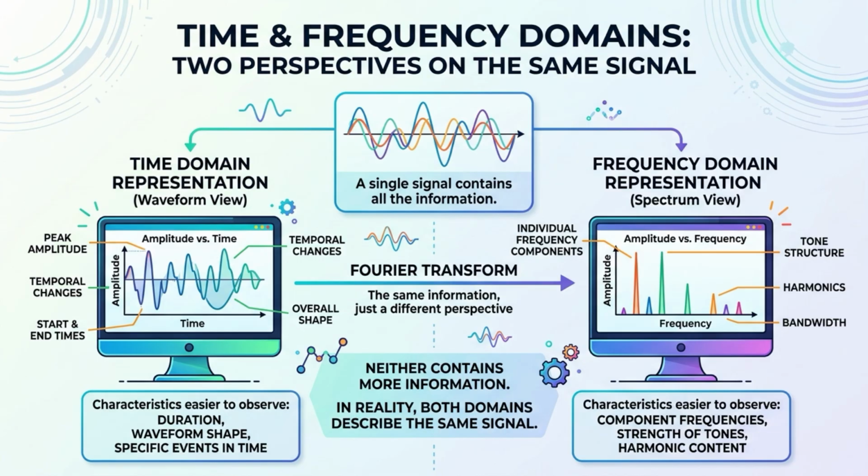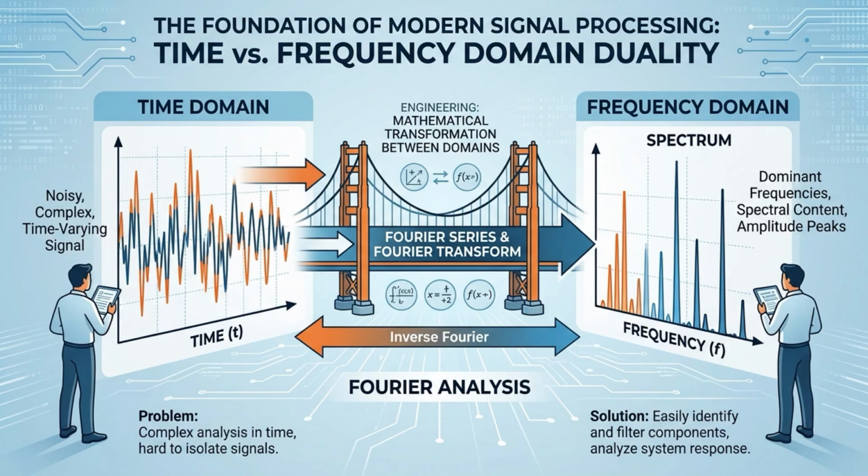A common mistake is assuming that one representation contains more information than the other. In reality, both domains describe the same signal. The difference lies in which characteristics become easier to observe and analyze. This dual representation forms the foundation of modern signal processing. The next lessons on Fourier series and Fourier transform will explain how engineers mathematically move between the time domain and the frequency domain, and why these tools are so powerful.